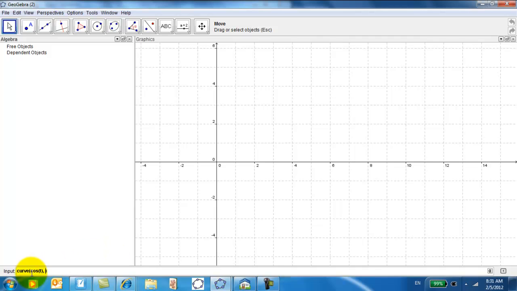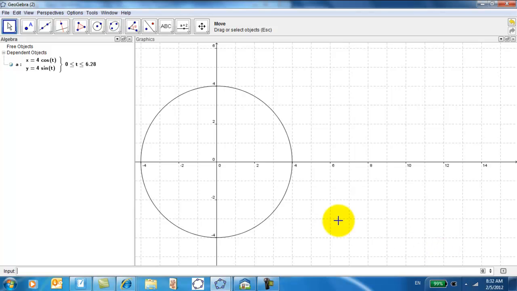Actually, you start with 4, right? 4 cosine t, 4 sine t, comma, parametric variable t, and we want to go from 0 up to 2 pi. And the pi is over here in the little command down here. There you go, pi. And there you got your circle. It gives you a nice expression of the parametric equation and so forth.